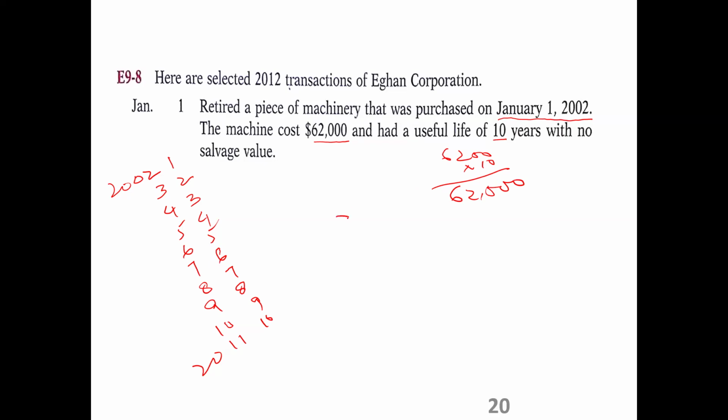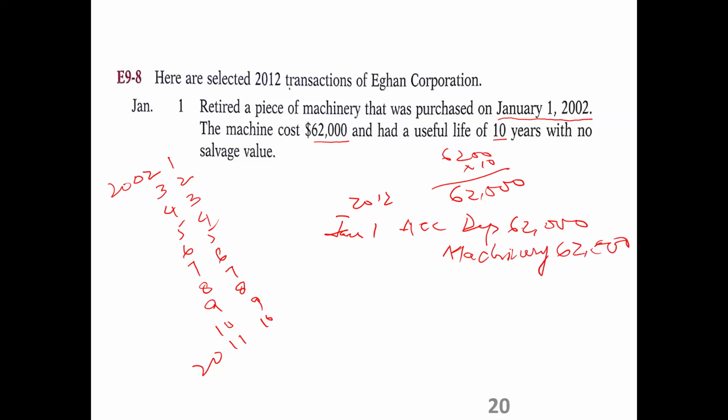So here on January 1, 2012, we'll have accumulated depreciation 62,000 debit and machinery credit by 62,000. I hope this is clear.